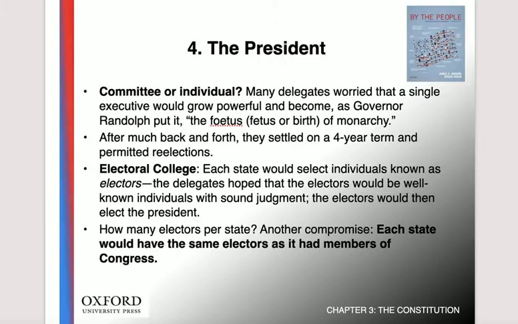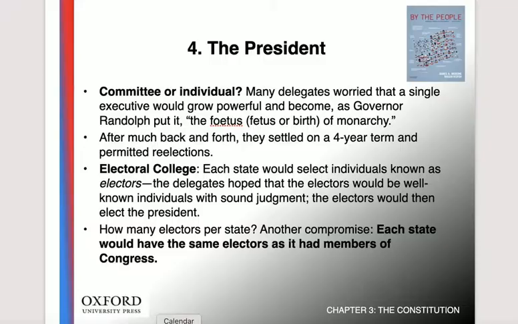All right, moving on. The fourth problem was the president. So as you can read in your book on this chapter, they had a lot of debate about this. They were concerned that maybe we should have a committee instead of an individual person because they were so worried that this would be the fetus or the birth of a monarchy. If we give one person too much power, we're going to return back to what we've just escaped from. We don't want to live in a monarchy where one person has too much power.